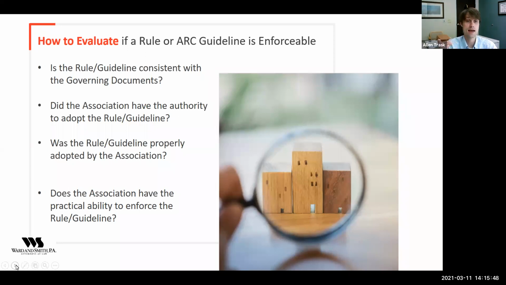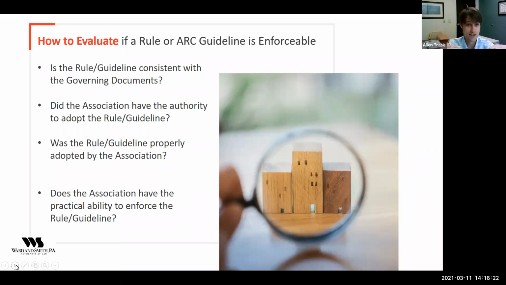So let's assume that the rule or guideline is consistent with the governing documents, and that the association had the authority to adopt it. Was it properly adopted? And here's where we're talking about corporate procedure. Was there a meeting called? If it was to be adopted by the board, was there a proper meeting called? Was there a quorum at the meeting? Was a vote taken? All those boxes that have to be checked for a real corporate action. That's sort of the next thing that's going to be evaluated.